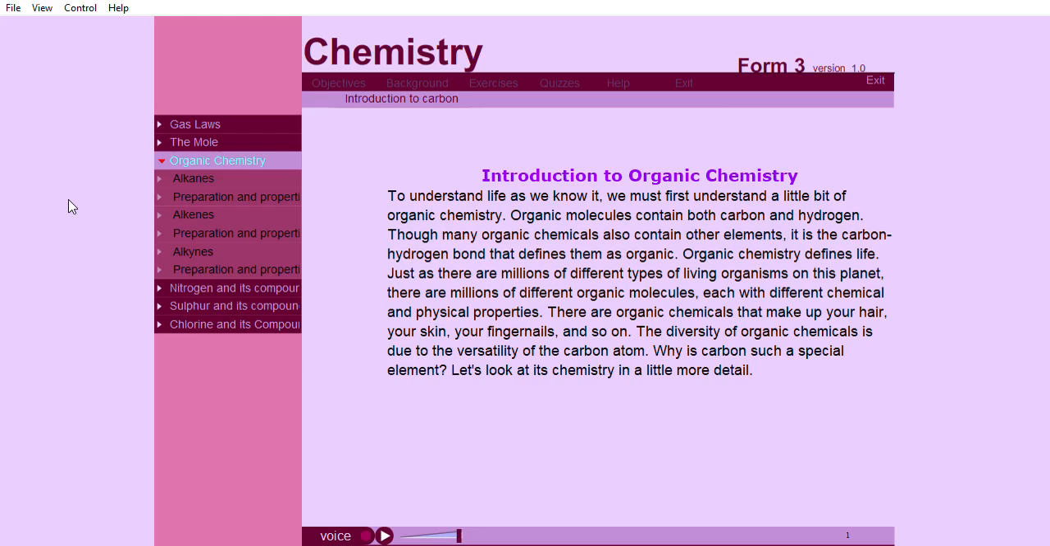There are organic chemicals that make up your hair, your skin, your fingernails, and so on. The diversity of organic chemicals is due to the versatility of the carbon atom. Why is carbon such a special element? Let's look at its chemistry in a little more detail.